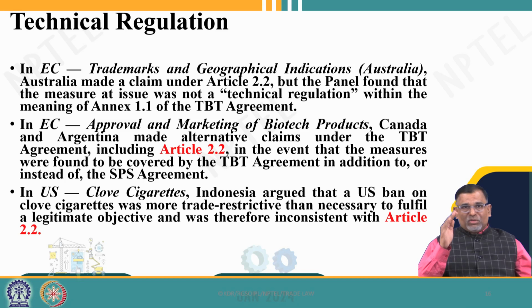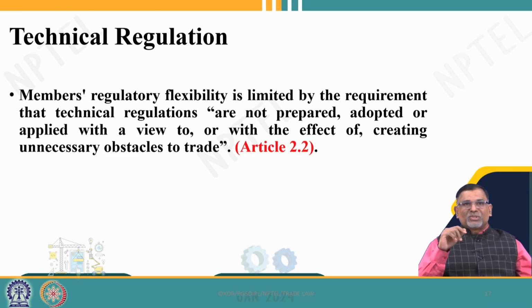I think we have dealt with all these cases, and the first case which you can see, the EC Trademarks and Geographical Indications, it's Australia versus the European Community. In all these cases, the question was whether it is an SPS measure or a TBT measure. In this case also the panel found that it was not a technical regulation. We already saw what the conditions are. So, if the regulation or the particular action fulfills the criteria of a technical regulation, then only will it come under the TBT agreement, and otherwise you have to challenge the particular measure under the SPS agreement.